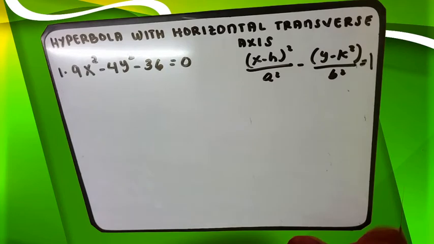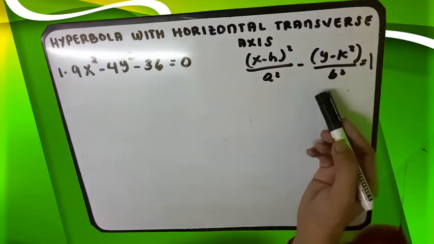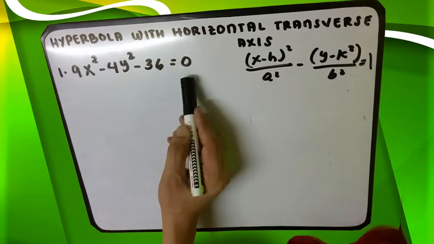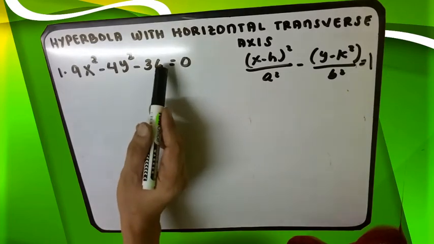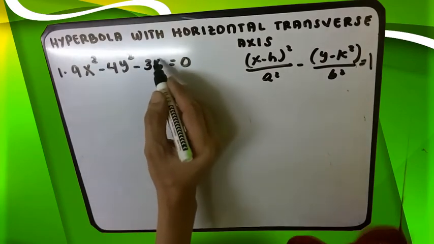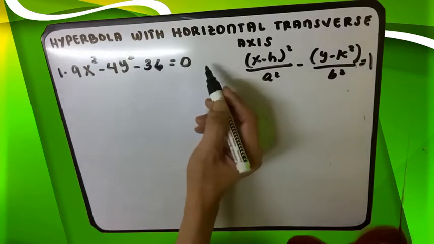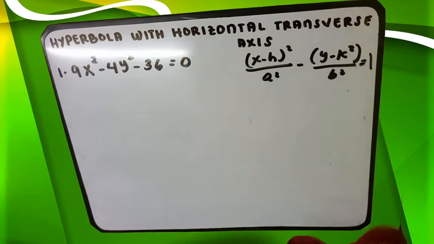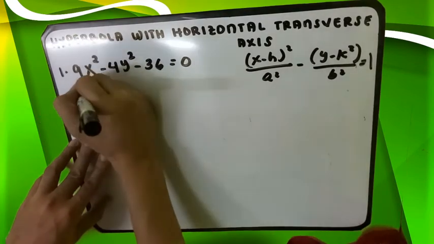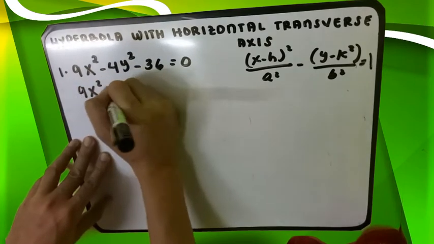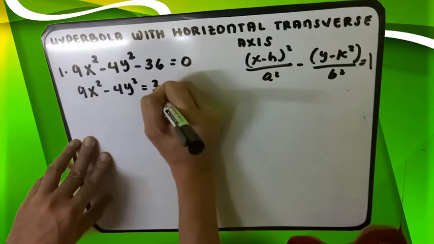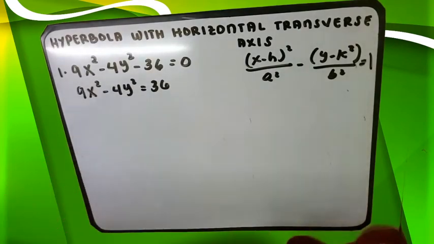Una nating papansinin, yung standard form naka-equate sa 1, pero ito, naka-equate siya sa 0. So una nating gagawin is ita-transpose si minus 36 sa kabilang side ng equal sign using APE, addition property of equality. So magiging 9x squared minus 4y squared equals positive 36 na ngayon siya.